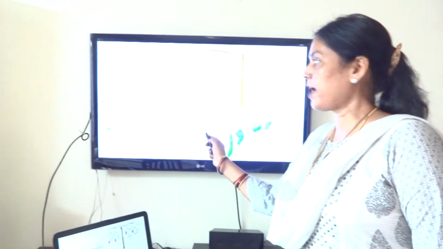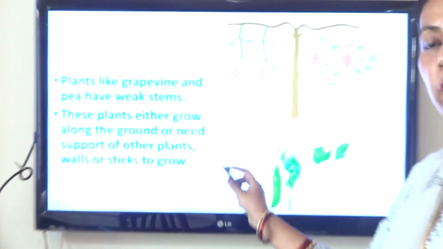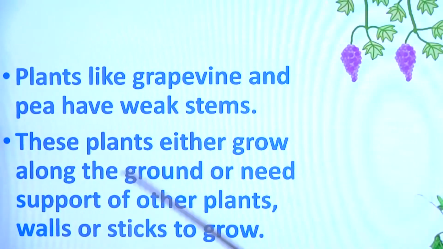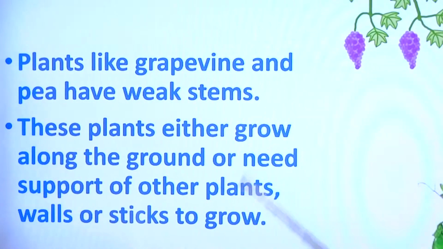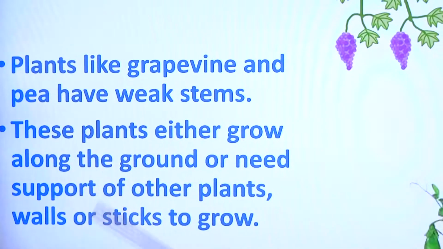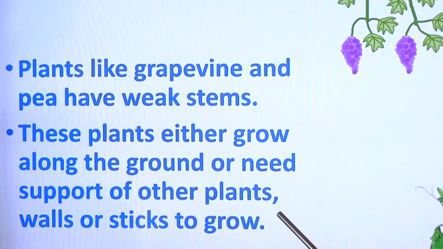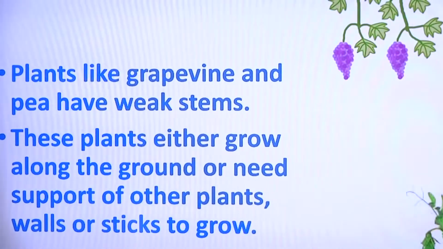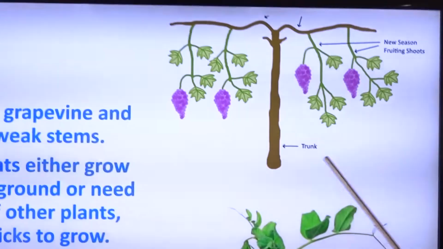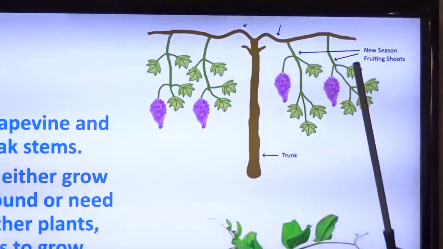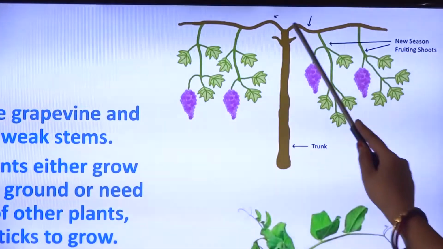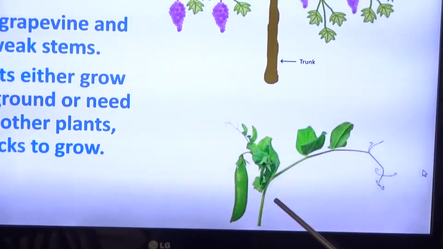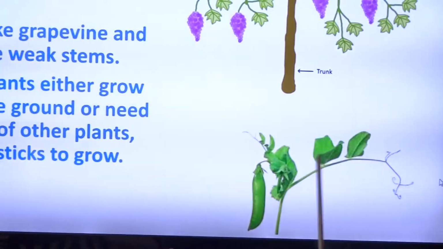Plants like grapevine and pea have weak stems. These plants either grow along the ground or they need support of other plants, walls or sticks to grow. In this picture you can see the grapevine. It needs a support. And this is the pea. Pea plant also needs a support.